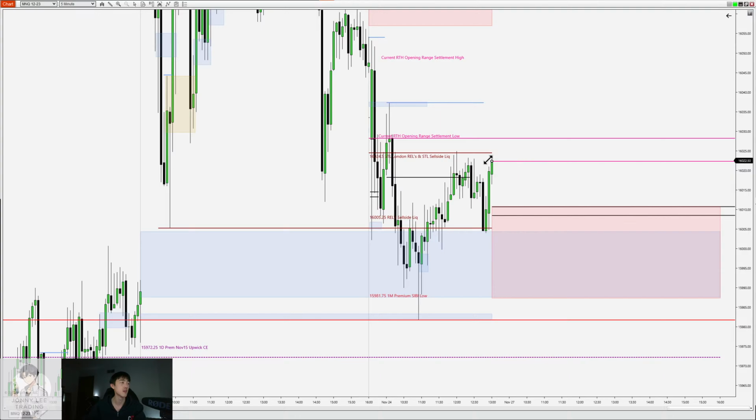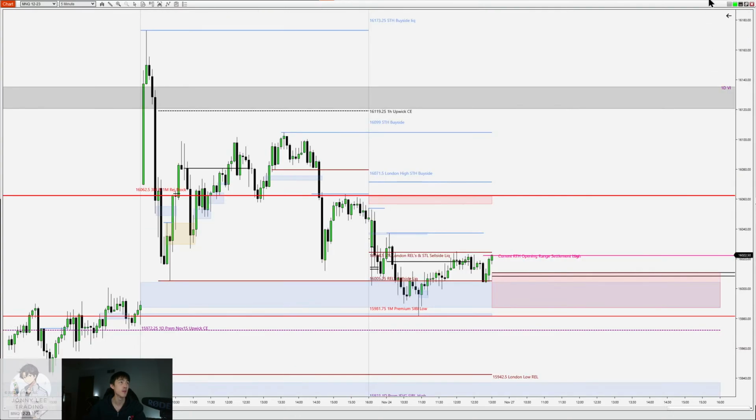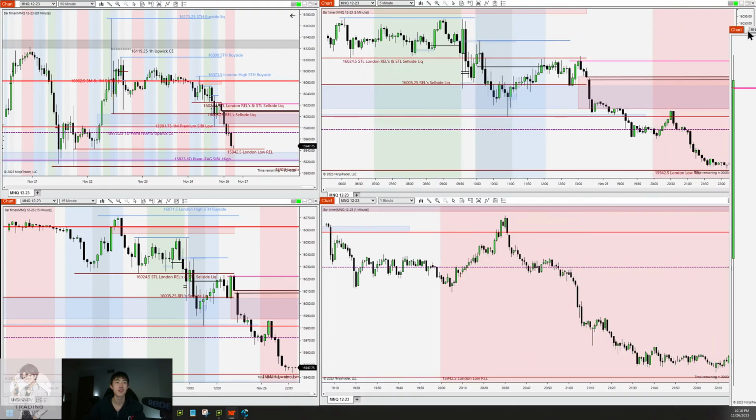But I'll have the opening, and I might keep this here because I don't know where price will open up at 9:30 a.m. tomorrow. I kind of just keep these here for the time being. And I'll move them once I get a sense of how 9:30 a.m. opens up. That's what those pink lines are.